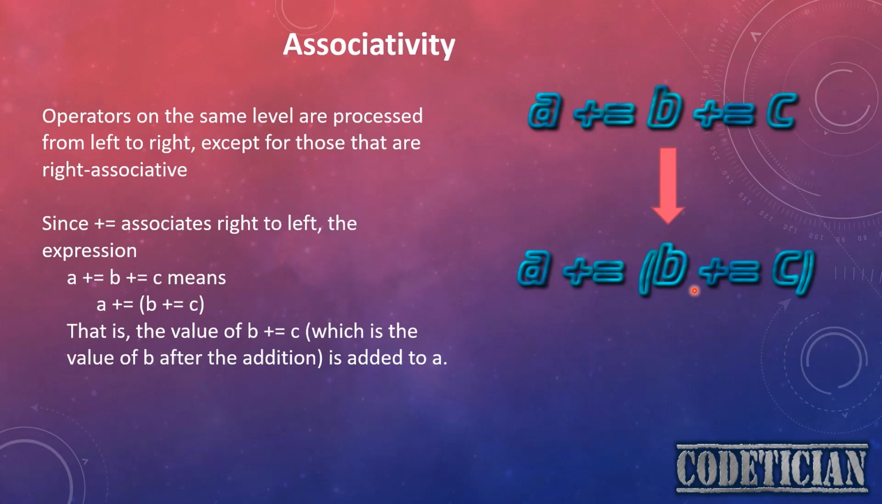But for associativity, it means which part of the expression will be evaluated first, the right part or the left part. In most cases, all the operators which are on the same level have left to right associativity, which means they are evaluated from left to right. But for the operators which are right to left, the right part will be evaluated before the left part. So that pretty much completes the theory of operator precedence. Let's quickly see the practical part of this.